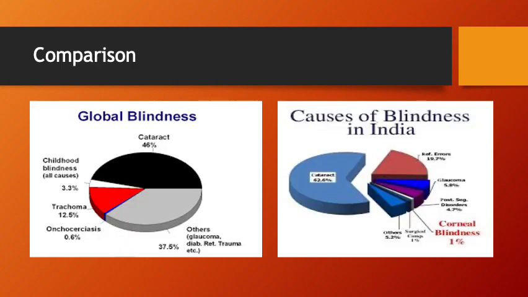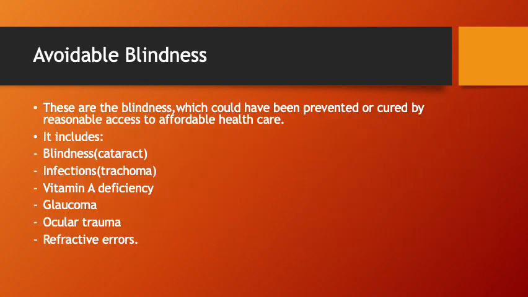So this is the pie diagram showing the comparison between the causes of blindness globally and in India. What is avoidable blindness? These are the blindness which could have been prevented or cured by reasonable access to affordable healthcare and includes blindness due to cataract, infections like trachoma, vitamin A deficiency, glaucoma, ocular traumas, and refractive errors.